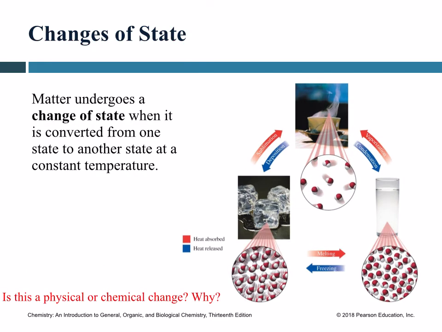A phase change occurs when one state is transformed to another at constant temperature. Now, is this a physical or chemical change? Explain why.